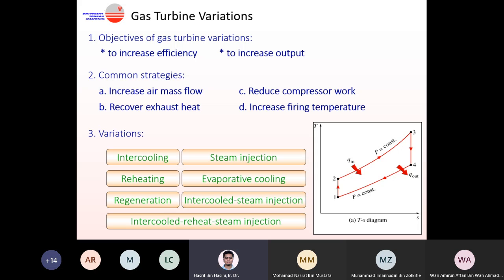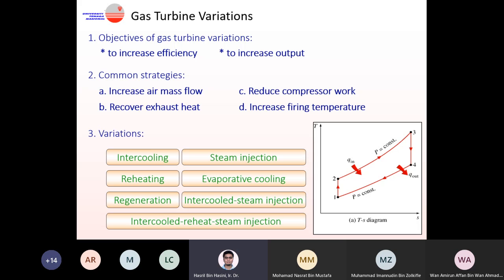Okay, if you are talking about the back work ratio, remember all the power or work produced by our turbine, 50% of the power is actually being used by the compressor. So if we can reduce the amount of work used by our compressor, definitely we can increase our efficiency. And then we can also increase the firing temperature.